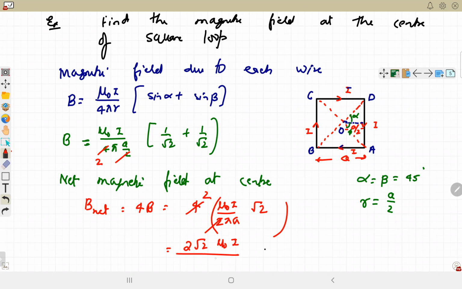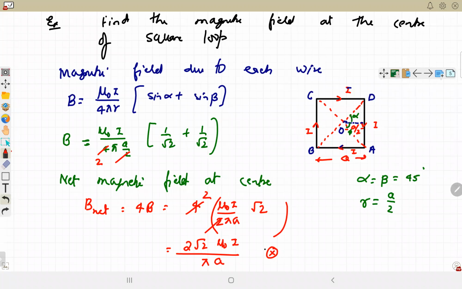This is the magnitude of the magnetic field. Direction के लिए, if we take it as a complete closed circular loop, then the magnetic field is going into the plane. Or for each wire also, you can decide it is going into the plane only. Right. So this is for a finite length wire, and then we multiply by 4.